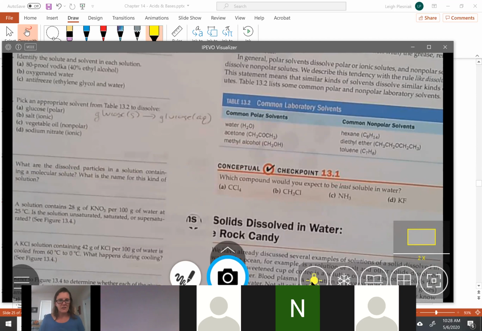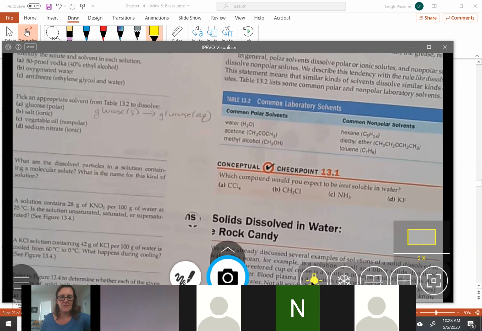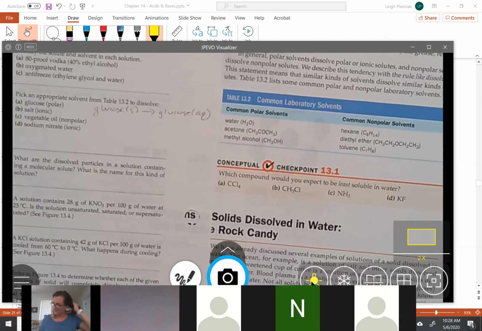And salt's ionic. So it would go from solid to aqueous, but it would also separate. Yeah, I know what I did. I looked up what the chemical structure of glucose was, and I put it with water, and I tried to make a full-blown stoichiometric reaction of it, but that's not what they want.